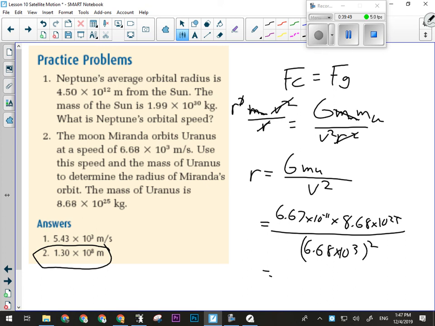So, thing to remember here: anytime something is orbiting something else, it is doing that because of gravity. Fc equals Fg for any satellite. Any satellite.